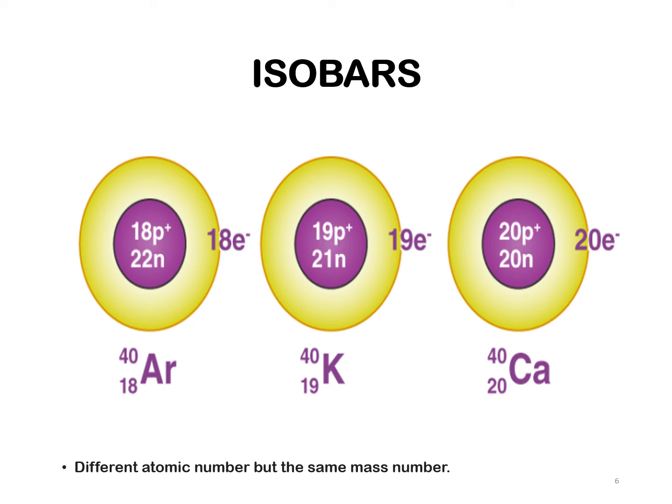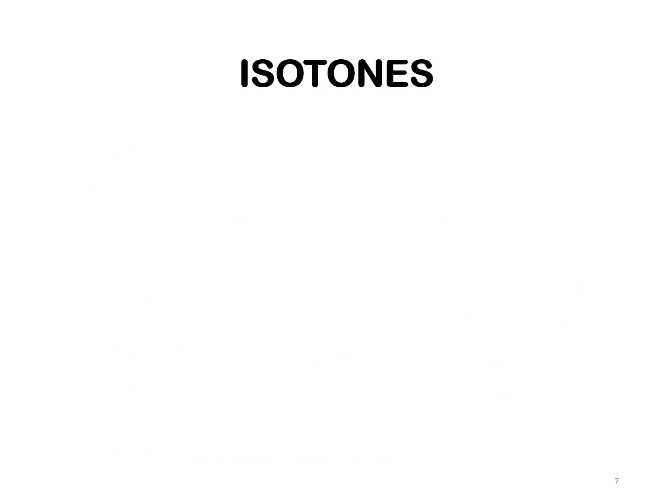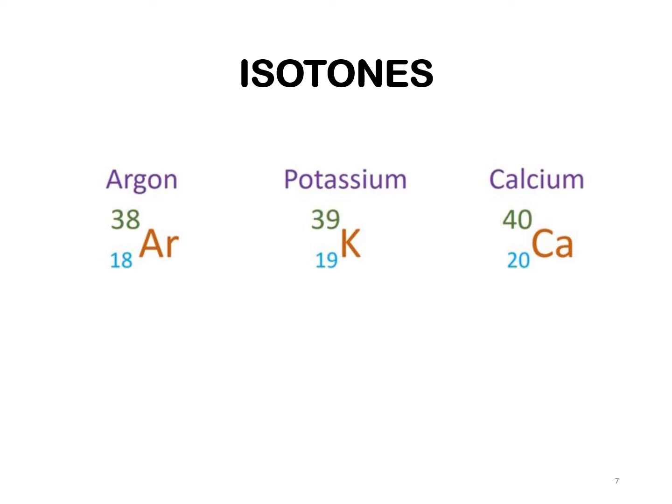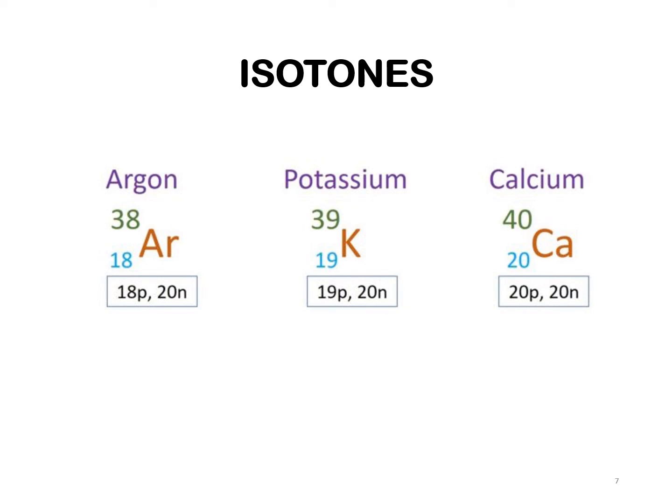Moving towards the other term with the same example, isotones. How can you explain the isotones? Here we have the example of argon, potassium, and calcium having different numbers of protons and different mass numbers. But if you find out the number of neutrons, how can you find out the number of neutrons? By subtracting the number of protons from the mass number, you will get the number of neutrons, and see that the number of neutrons in argon is 20. The number of neutrons in potassium is also 20, and the number of neutrons in calcium is also 20.